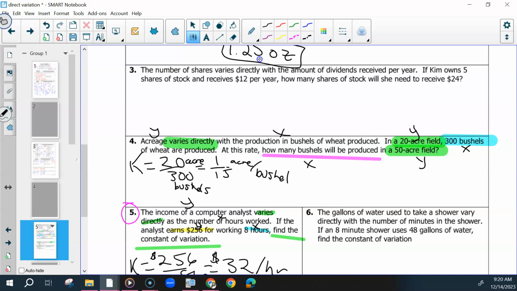How would we set up finding x? 1 over 50 equals 1 over 15x. We could divide by the 15. What is another way we could solve that? Multiply by 15. Flip it, multiply by the reciprocal.